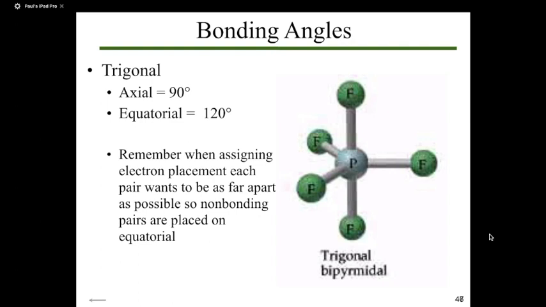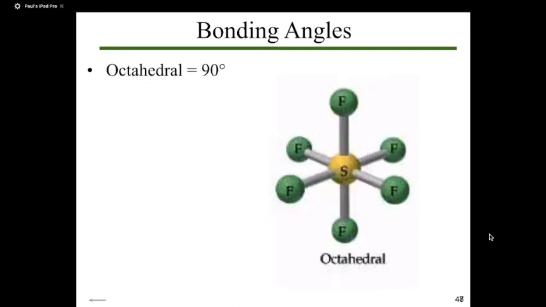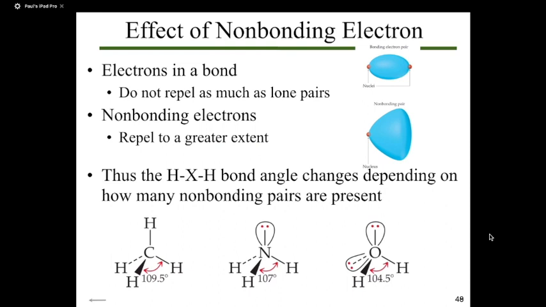Okay, and this is where we point out that the axial positions, the ones that are above and below, are 90 degrees away from the equatorial, and the equatorials are 120 degrees away from each other. And non-bonding pairs will always go into the equatorials. Octahedral, 90 degrees from any one or any 3 of them.